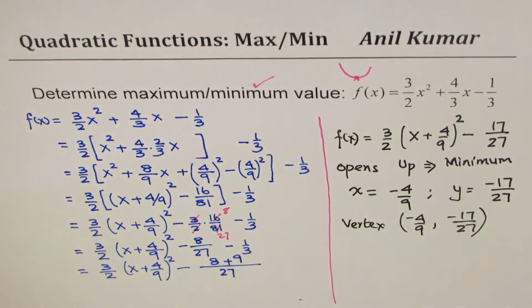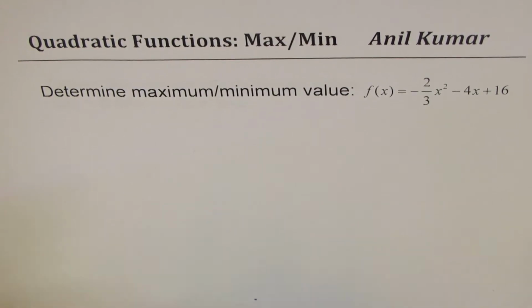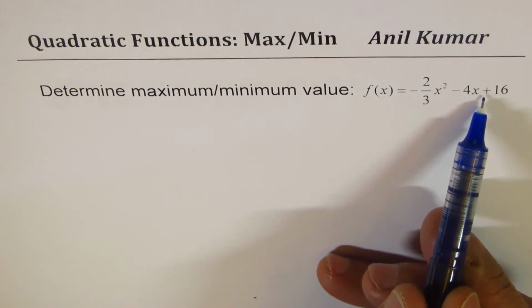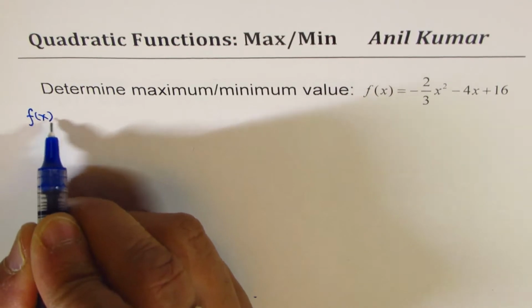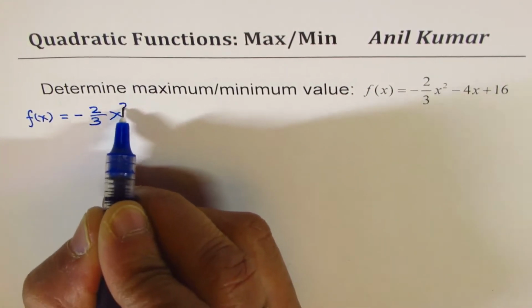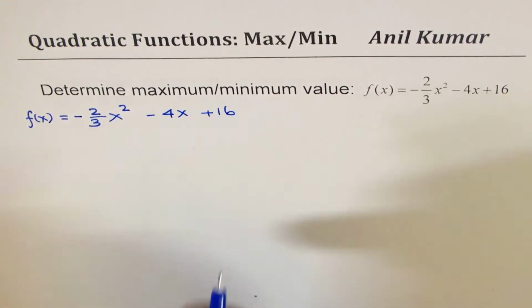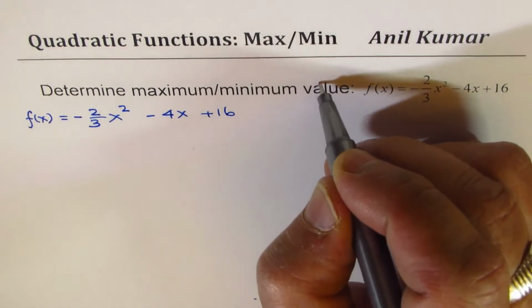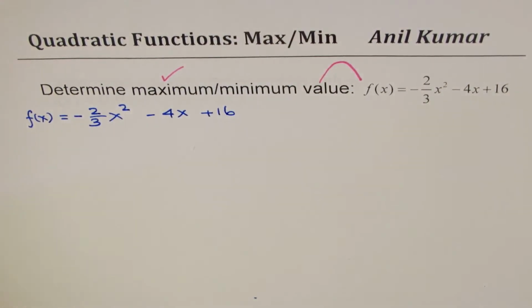Now let's move on to the next question. The next function for us is f of x equals minus 2 over 3 x squared minus 4x plus 16. So let's rewrite the function, which is f of x equals minus 2 over 3 x squared minus 4x plus 16. We need to find the maximum or minimum. Negative means that the graph will be opening downwards. Therefore, we expect a maximum, correct?